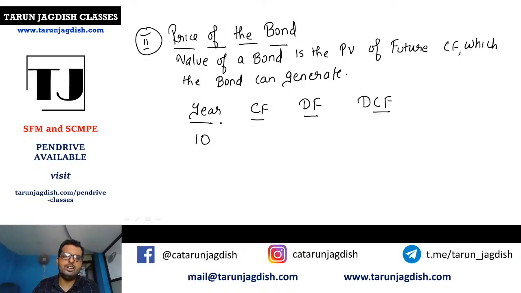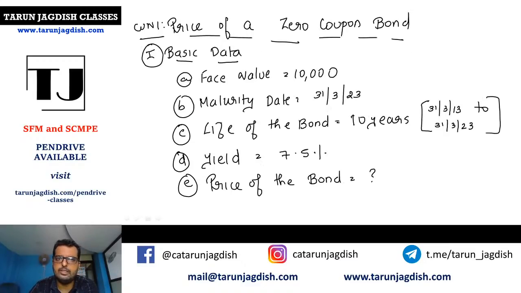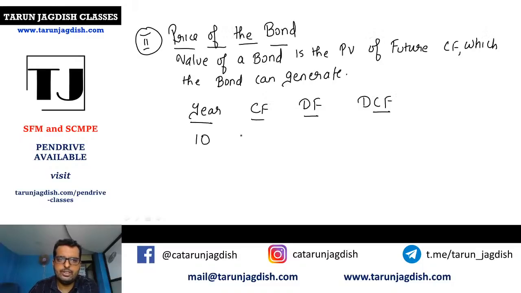Here I am going to get money at the end of the 10th year. What is the money that I will be getting at the end of the 10th year? I will be getting the face value of 10,000 rupees only. Am I right? And my yield is turning out to be how much percentage? 7.5 percent. From this, I am supposed to find out the present value. Let's calculate the present value together now.